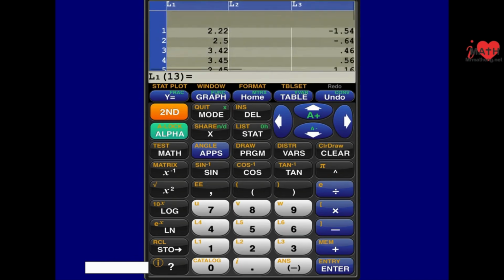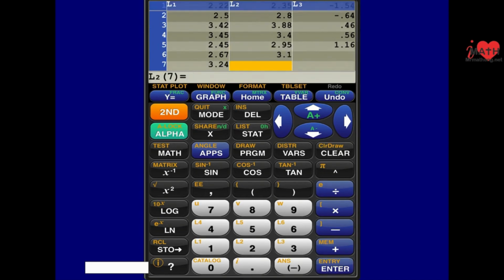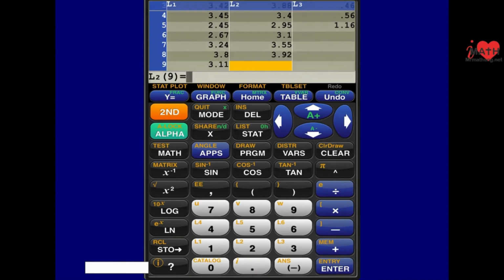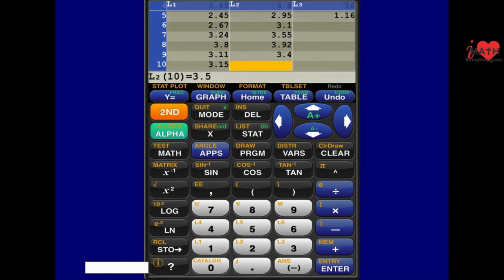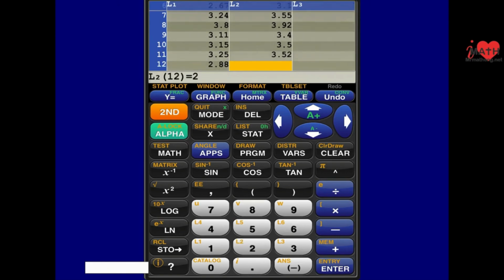Okay, let's go to list 2. And this is your college GPAs. 2.35, 2.8, 3.88, 3.4, 2.95, 3.10, 3.55, 3.92, 3.40, 3.50, 3.52, and 2.90.